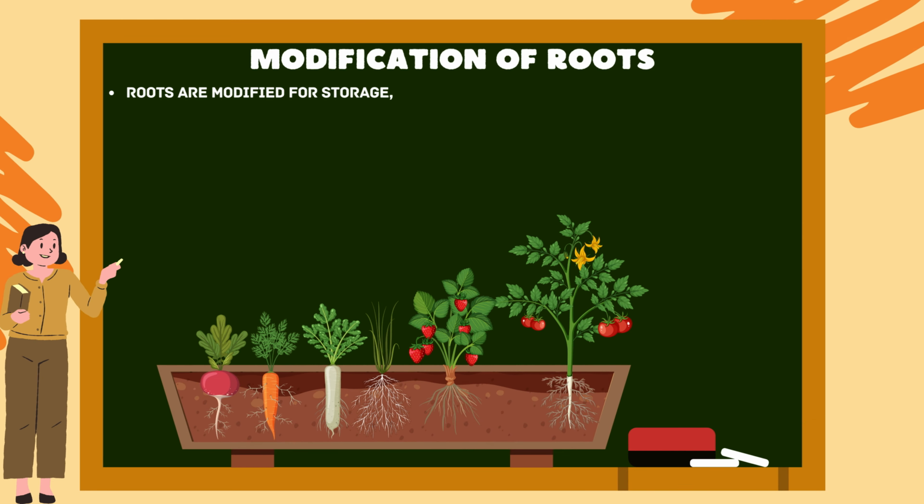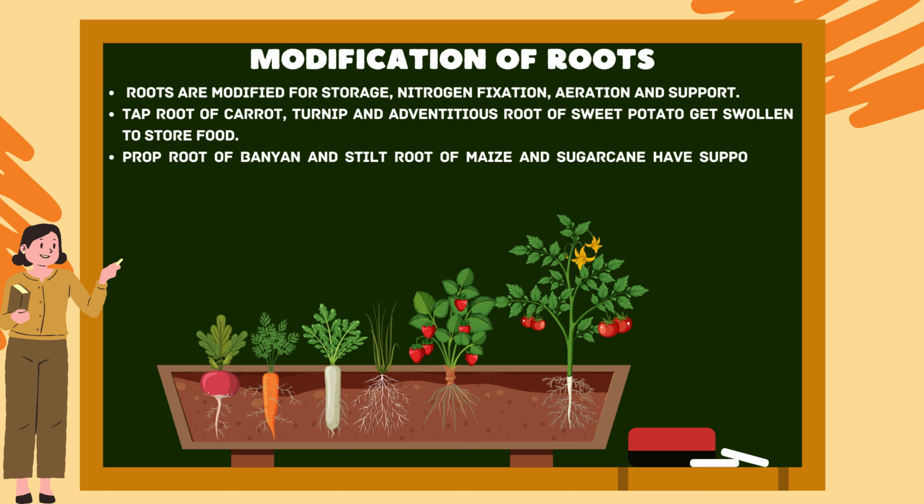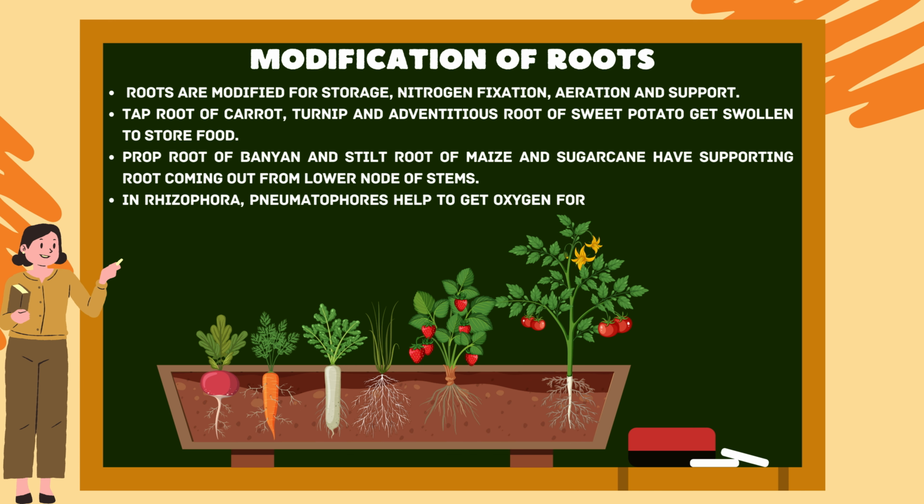Modification of roots. Roots are modified for storage, nitrogen fixation, aeration and support. The tap roots of carrot and turnip and the adventitious roots of sweet potato get swollen to store food. The prop roots of banyan and stilt roots of maize and sugarcane are supporting roots coming out from the lower nodes of stems. In Rhizophora, pneumatophores help to get oxygen for respiration as it grows in swampy areas.